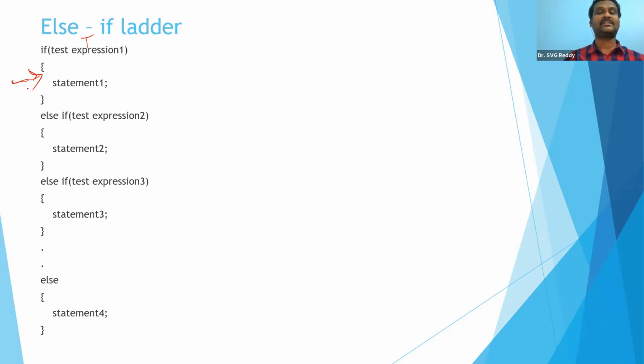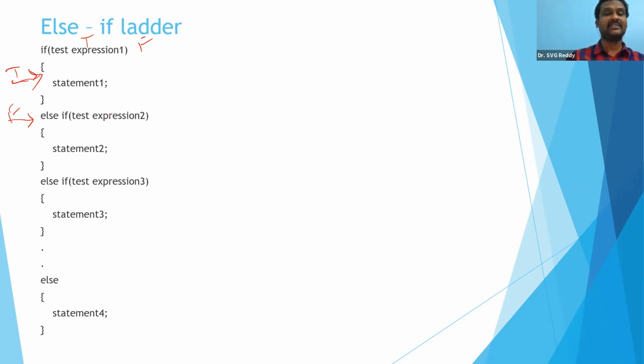But if the condition is false, it will skip the true block and go to the else. We have seen if else. If the condition is true, it will go to statement 1. If the condition is false, it will come to the else block. If it is false, it will go to the else block, but again I have some condition there. Again, I have some if statement.